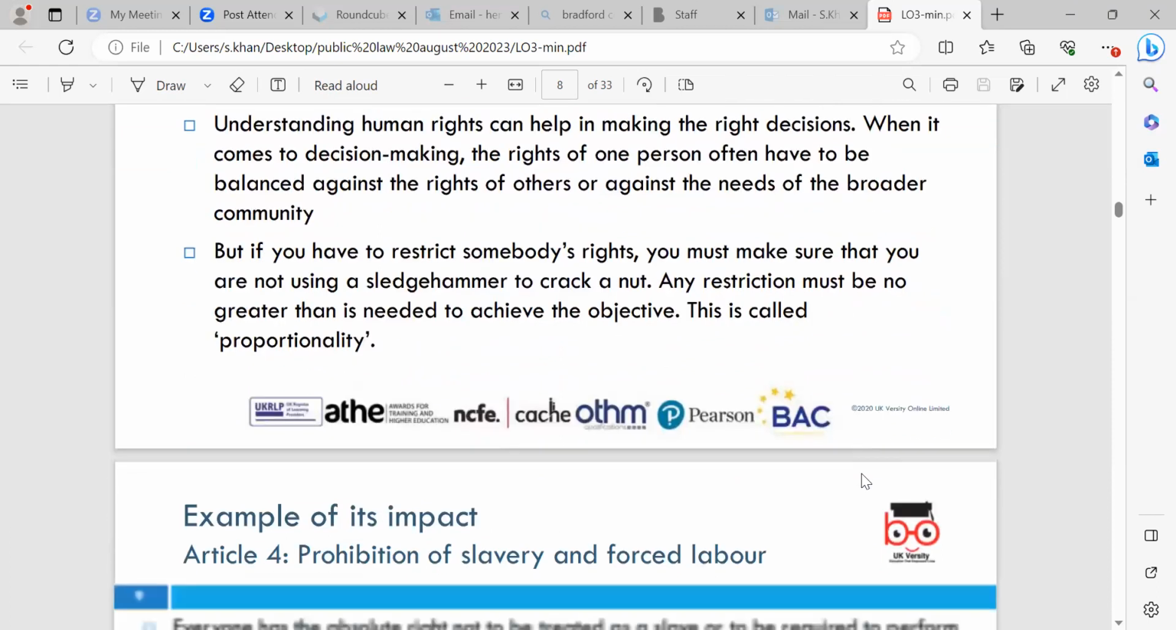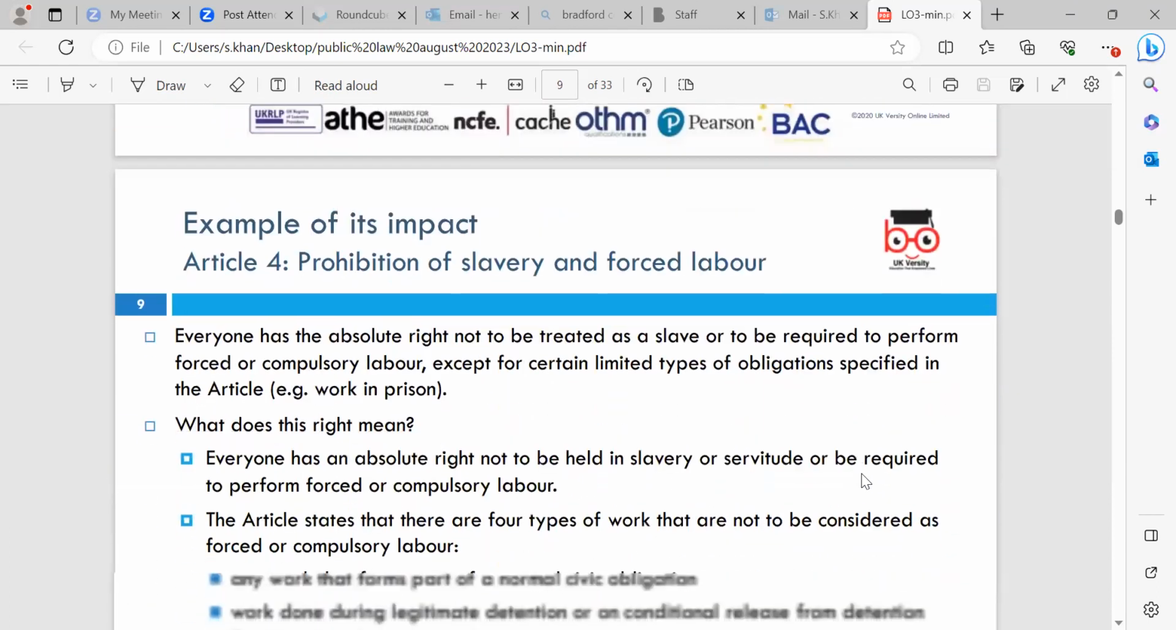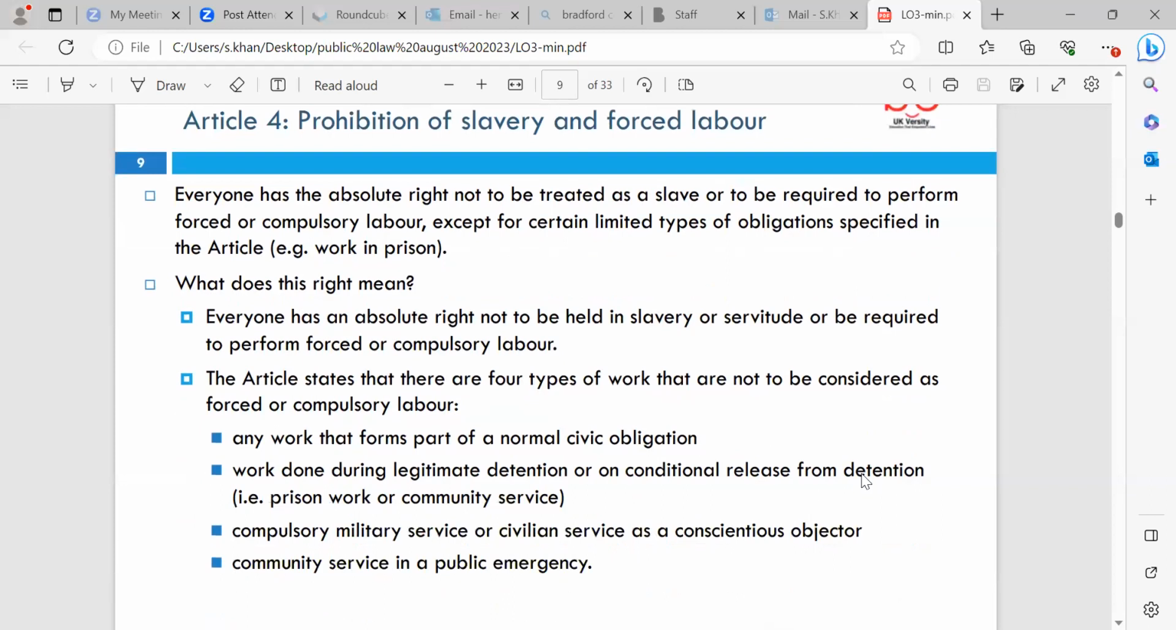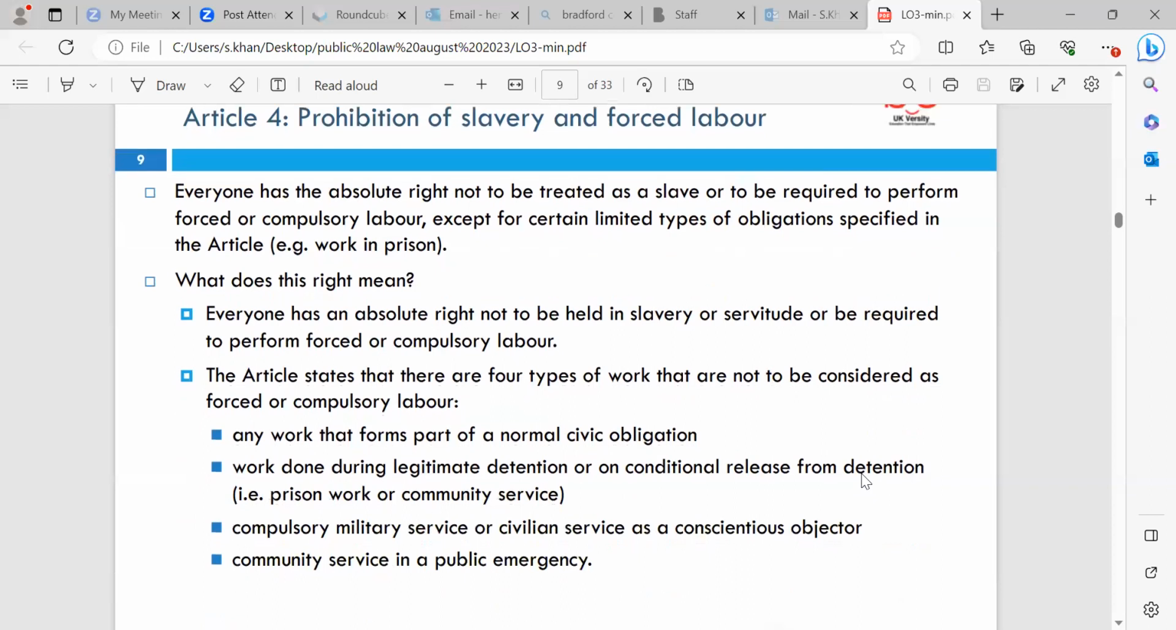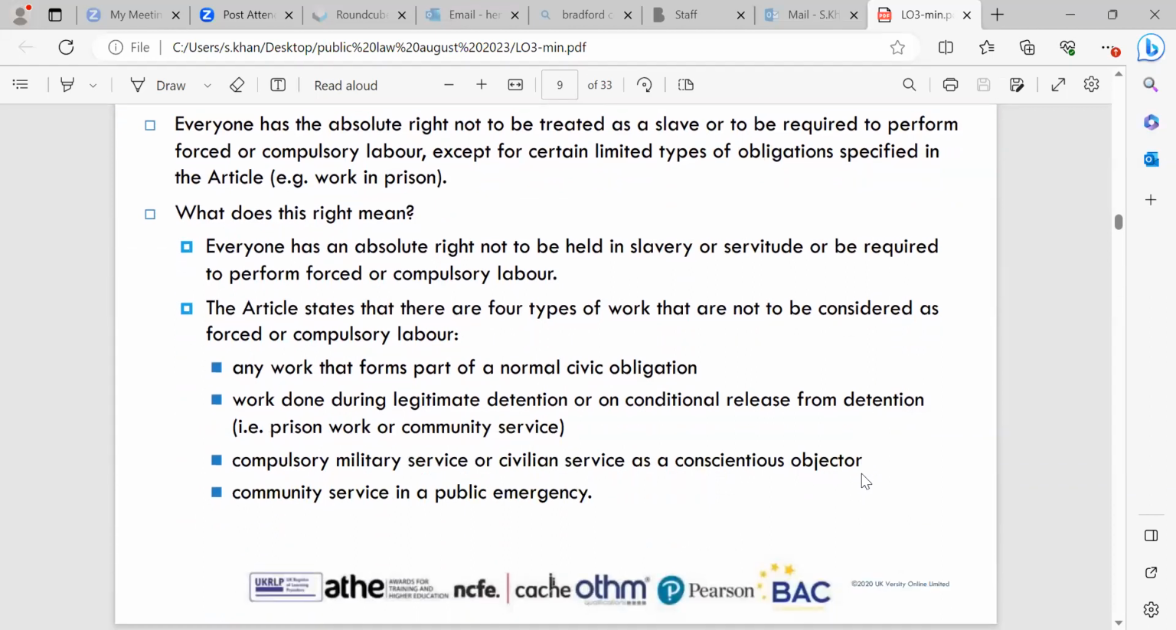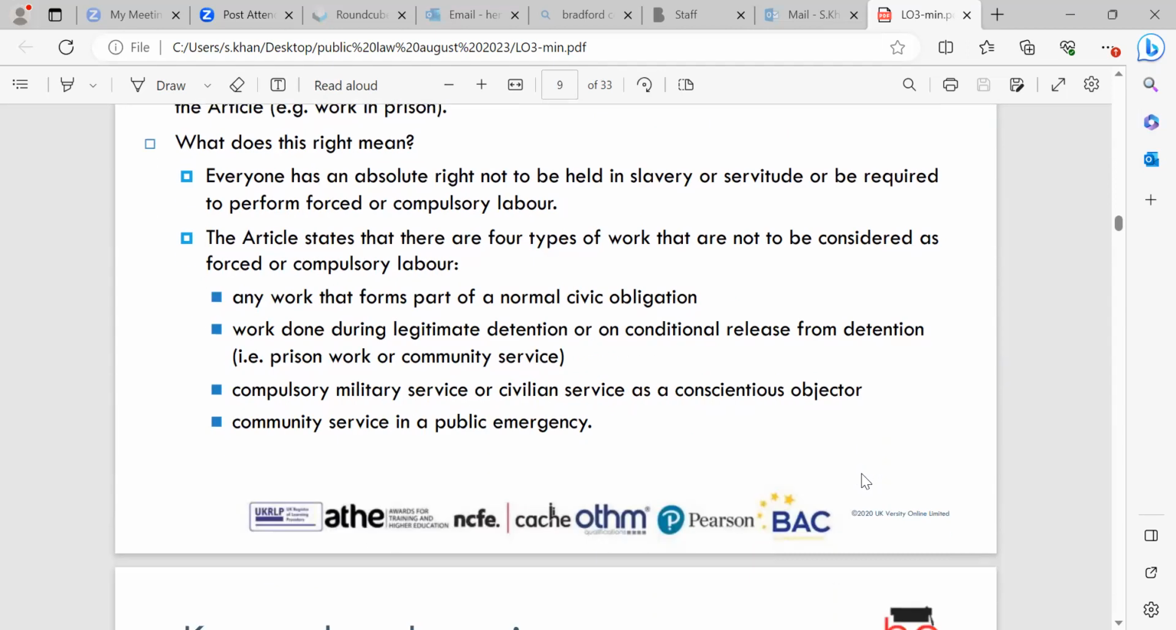This is called proportionality. An example of its impact is Article 4, which is the prohibition of slavery and forced labour. Everyone has the absolute right not to be treated as a slave or to be required to perform forced or compulsory labour except for certain limited types of obligations specified in the article. For example, work in prison.